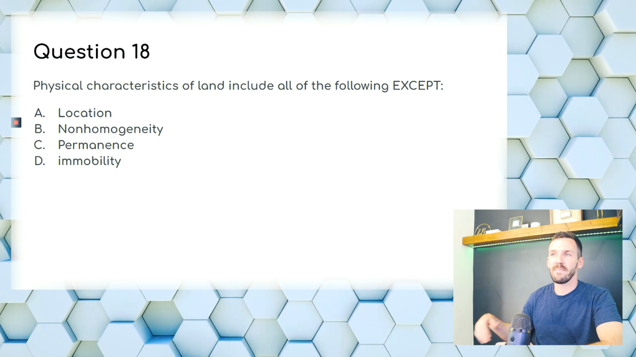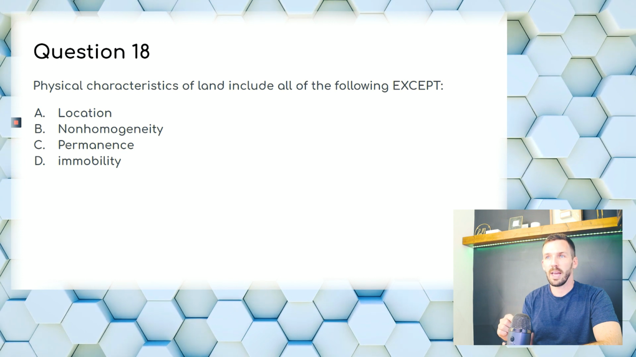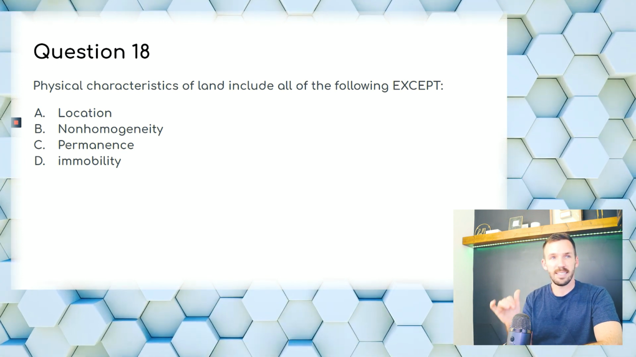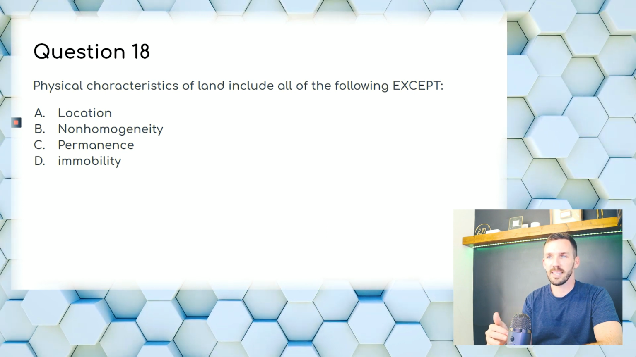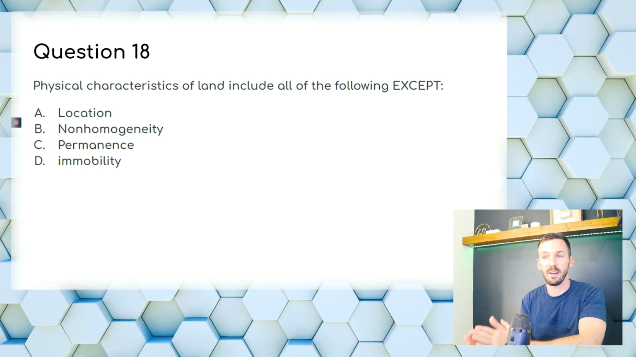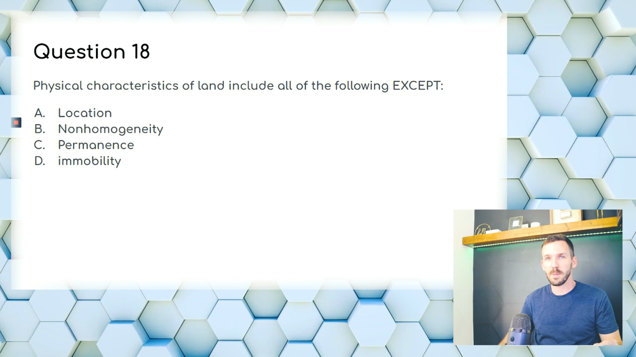Question 18. Physical characteristics of land include all of the following except A, location, B, nonhomogeneity, C, performance, D, immobility. So remember and study the physical and economical characteristics of land. B through D are physical. A is economical.